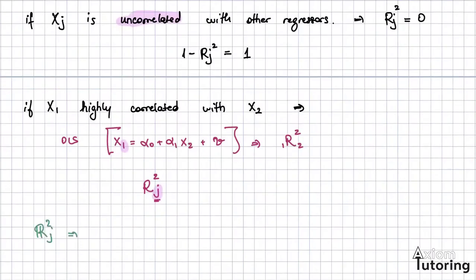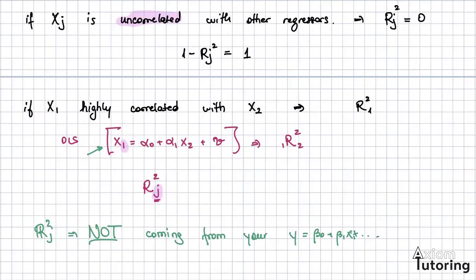This R squared J is not coming from your y regression on all of the x's, so beta 0 plus beta 1 x1 and so on. But it's coming from this kind of regression. Now, if x1 is highly correlated with x2 in this regression, it's going to mean that this R square 1, in this case, is very close to 1, which means that your 1 minus Rj square is actually going to be very close to 0. So it's going to be a very small number.